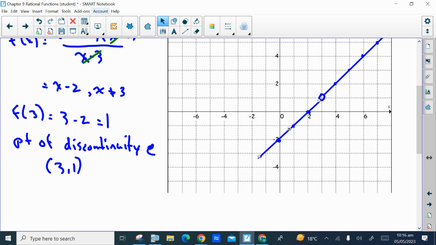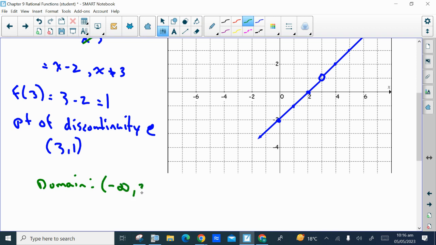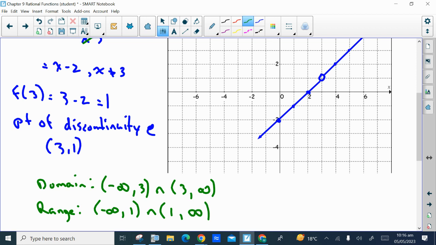All right, so what does that do to our characteristics? We can state the domain and range of this function. The domain, if we use interval notation, would go from negative infinity to positive 3, and then from positive 3 to positive infinity. The range would go from negative infinity to positive 1, and then from positive 1 to positive infinity.